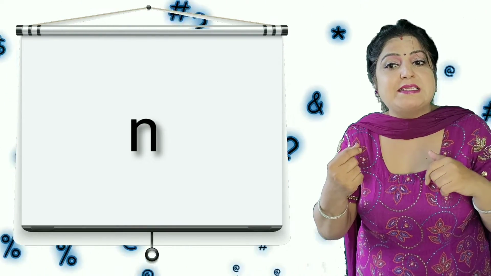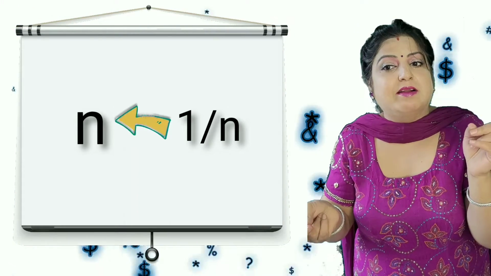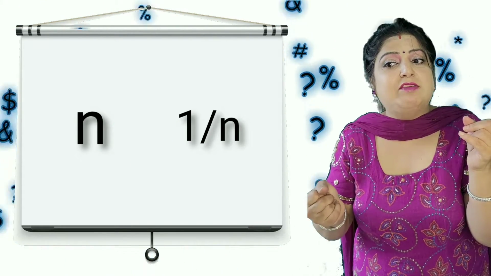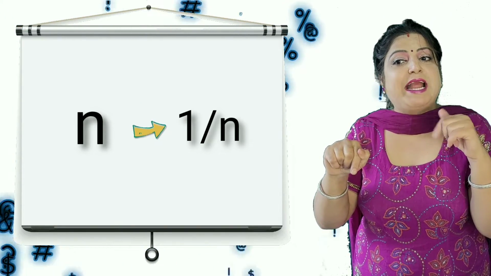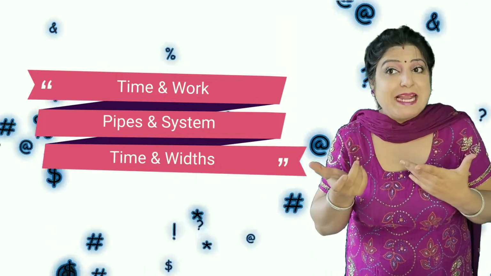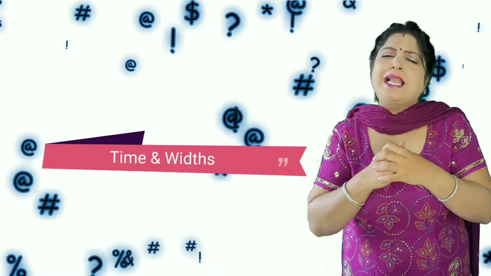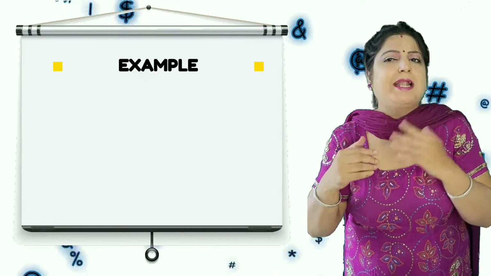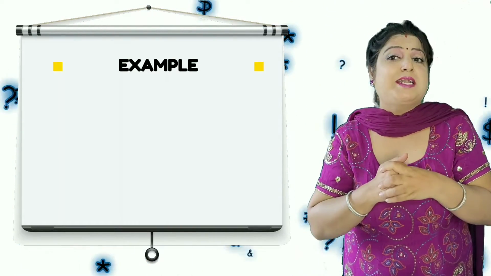Inverting means just take this over here and this over here. 1 by n on inversion we will get n. N on inversion, what we will get? 1 by n. This is the tip that will be useful to solve sums related to time and work, pipes and cistern, and also sometimes work and wages. Now let us take an example and understand what exactly we are talking about inverting.